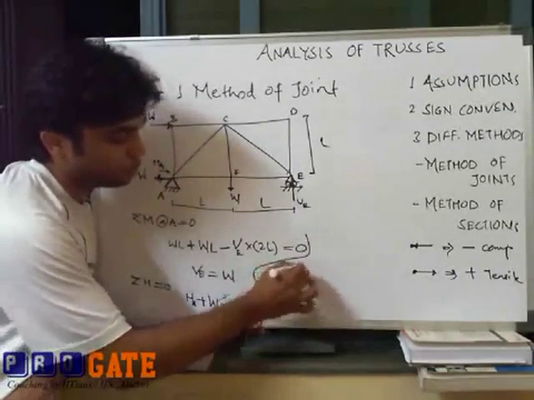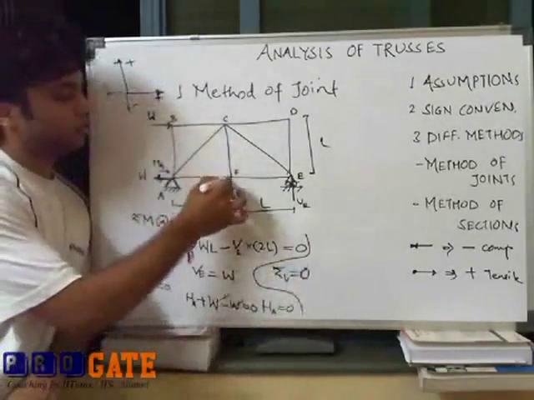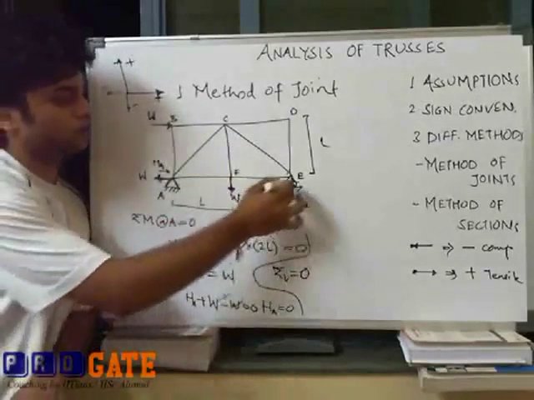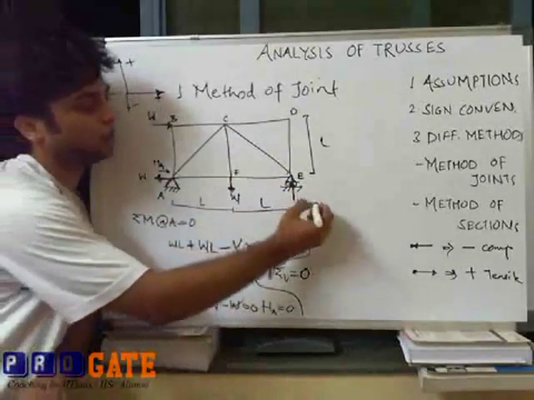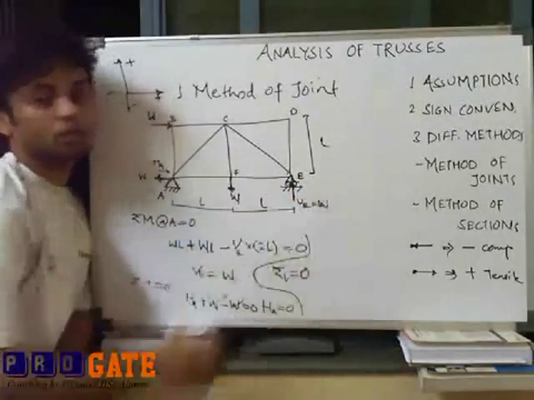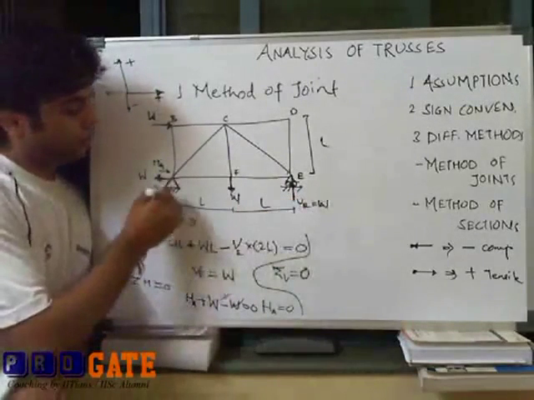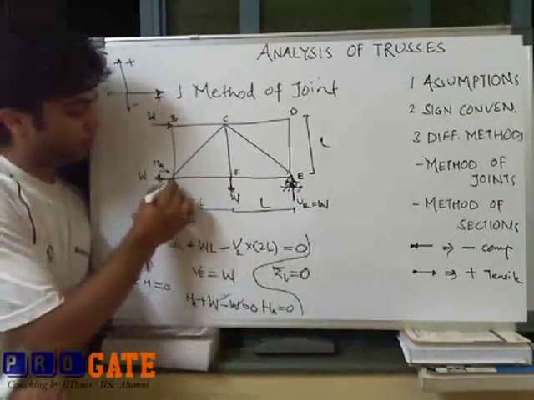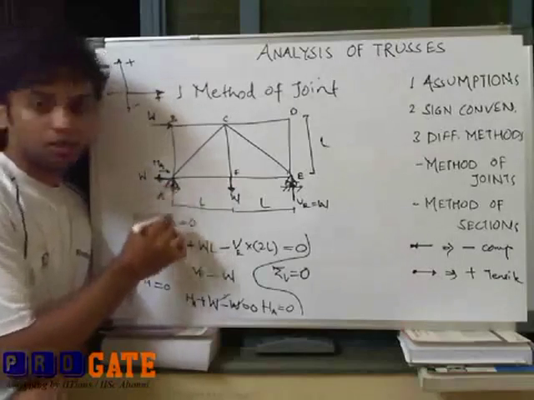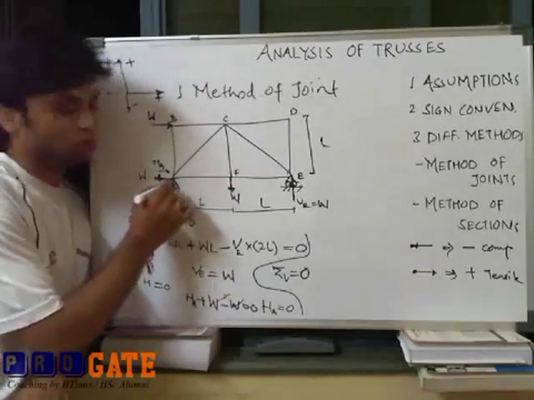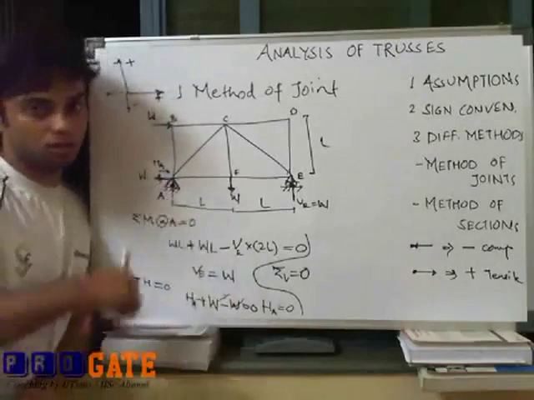Summation V is equal to 0. This load is acting downwards, this reaction is vertically upwards. We know the magnitude also. Again, what do we know? We have to find out this reaction. We have considered initially it to be acting positive in upward direction.